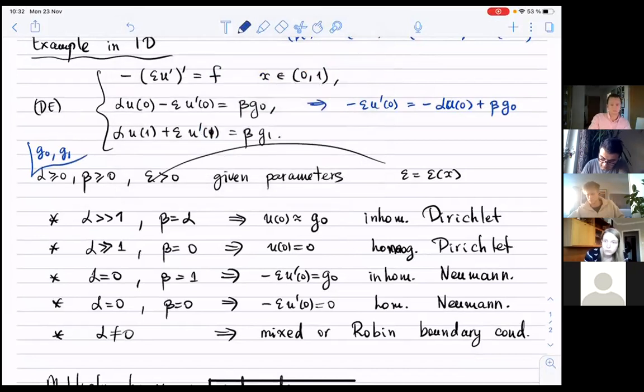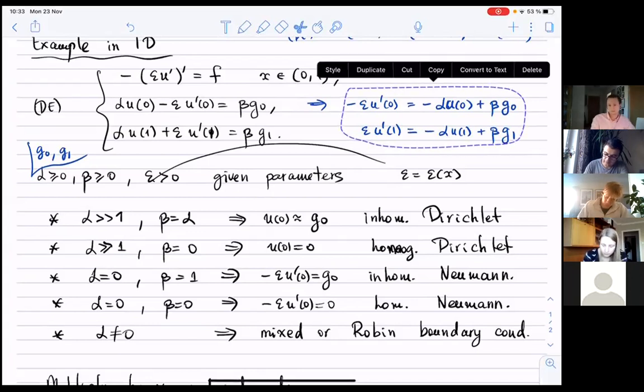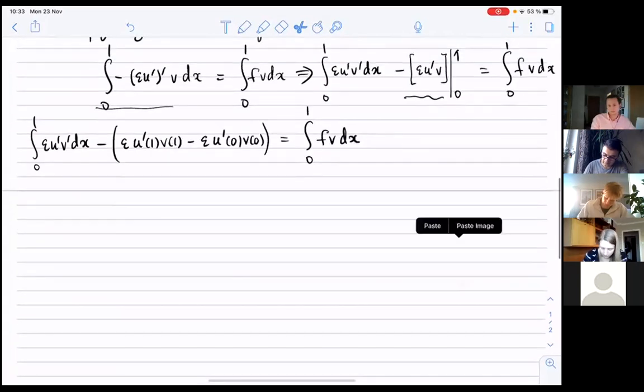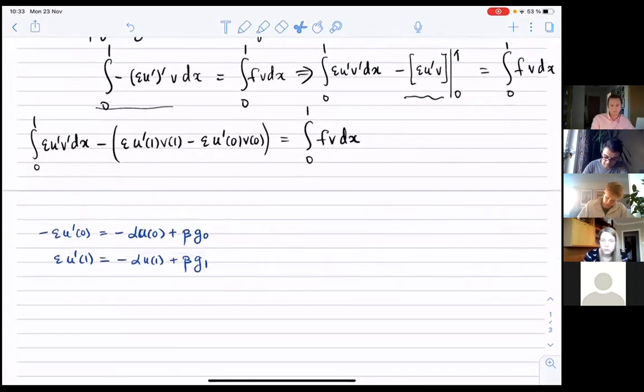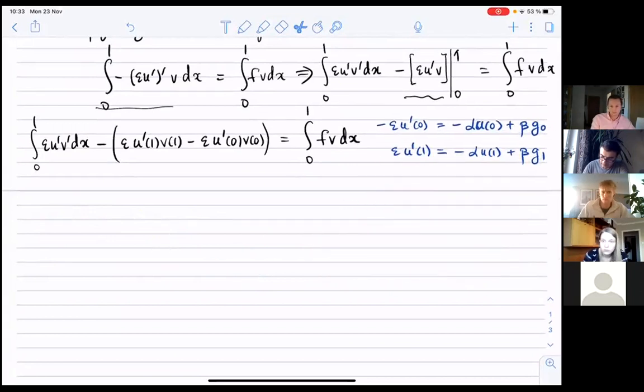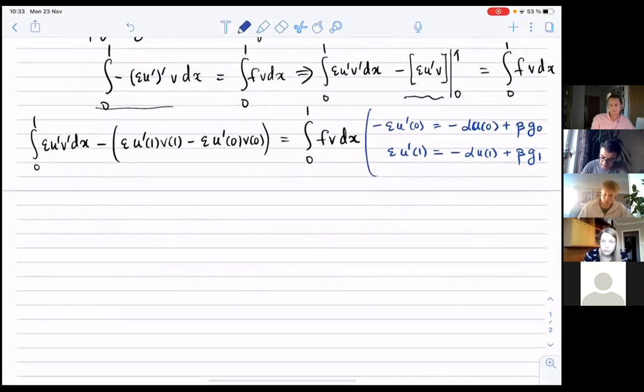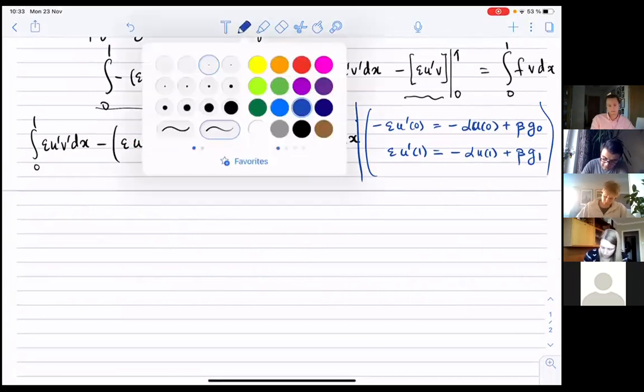And from the second one, we find this: epsilon u prime 1 is equal to minus alpha u1 plus beta g1. So we take this and we have to use this. I have to put it like this. We have to use this property here, and we get the following formulation.